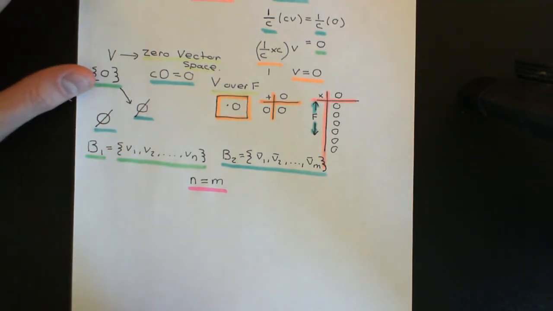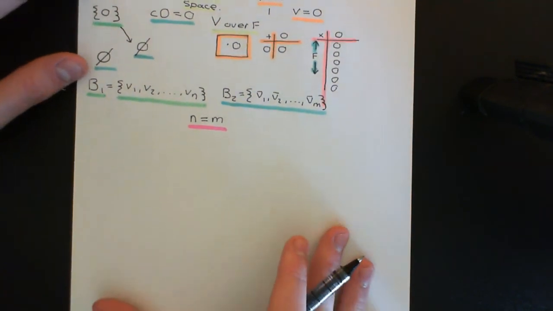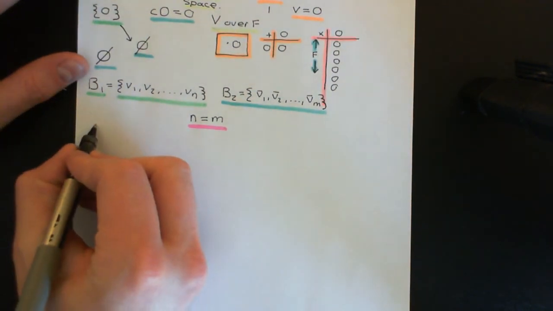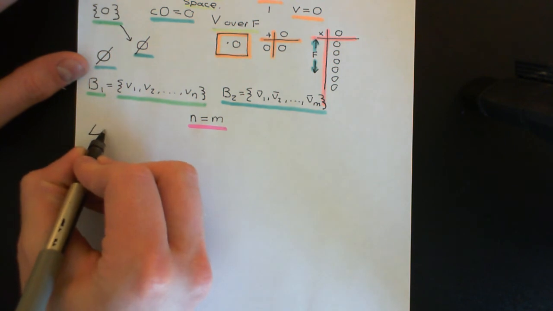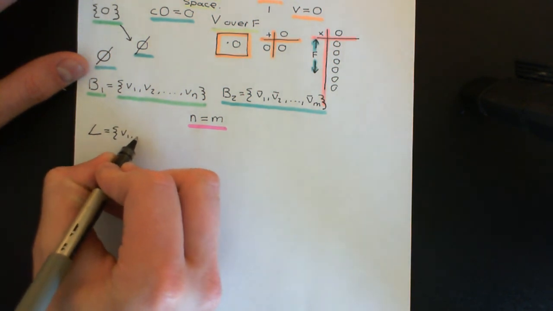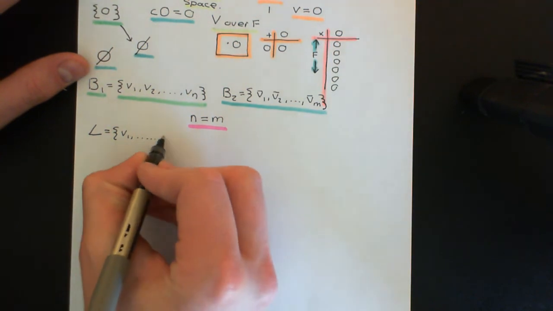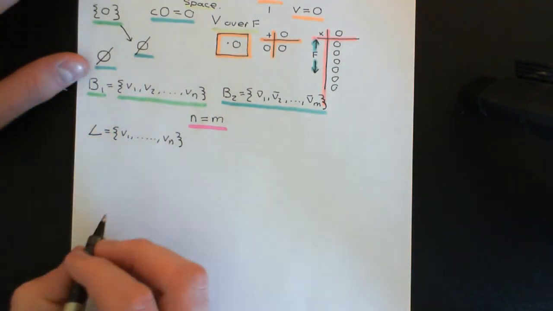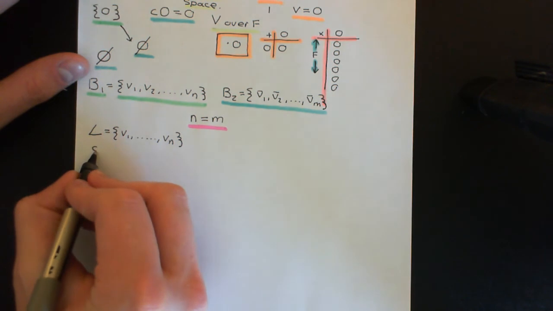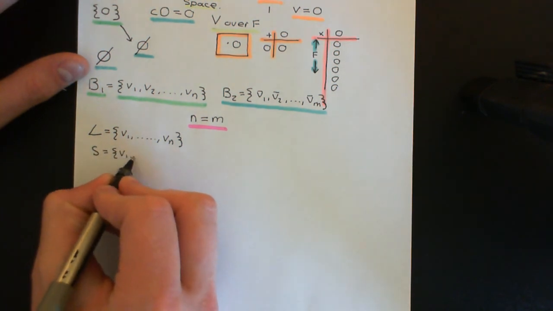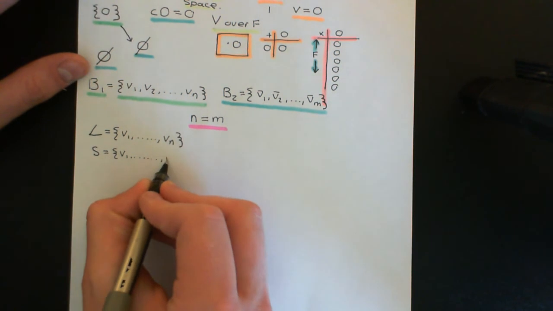Okay, so the theorem that I want to prove is that if you have a set of vectors which is linearly independent, we'll call this capital L. So here is a set of vectors in our finite dimensional vector space which is linearly independent. So V1 all the way up to Vn. And we've got a set of vectors, and again it's a finite set of vectors, which spans the entire vector space. So V1 all the way up to Vn.